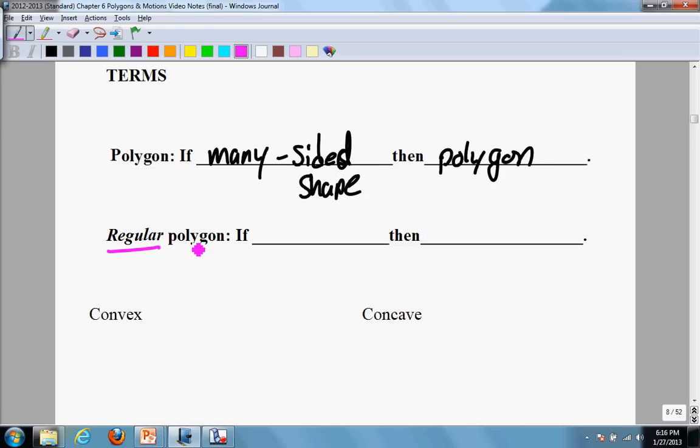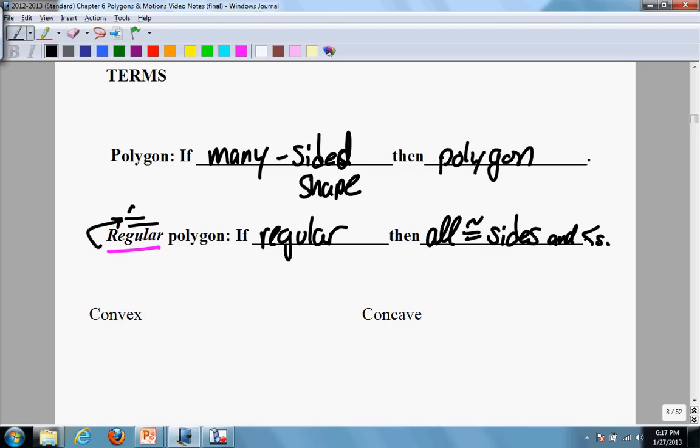The word regular does not mean normal. If you say, oh, I had a regular day, it doesn't mean you have an average or a normal day. In geometry, the word regular, in reference to polygons, means a regular polygon is a shape that has all congruent sides and angles. So watch out for that term regular. Regular has to deal with congruent sides and angles, not normal or average.